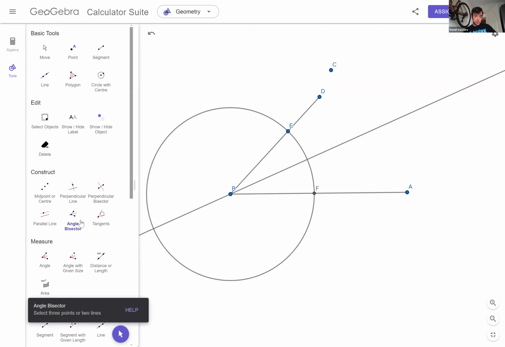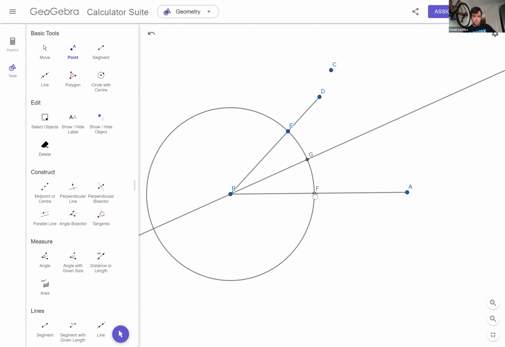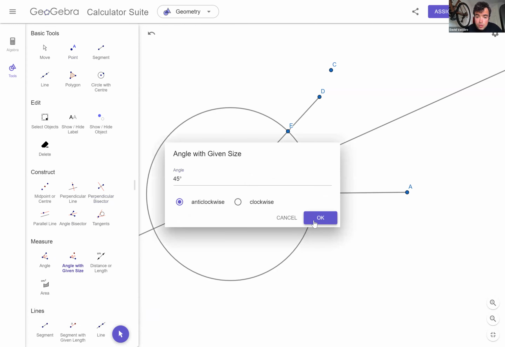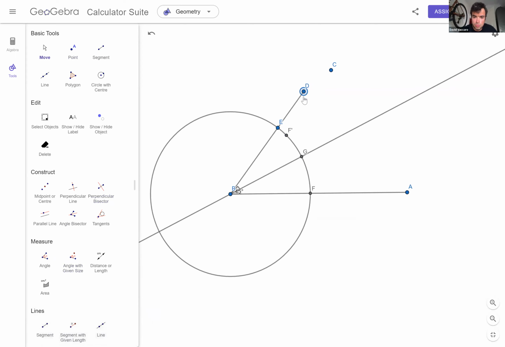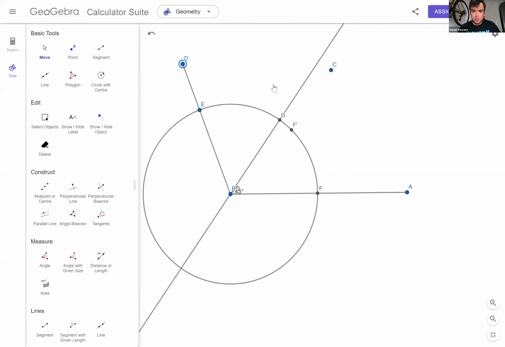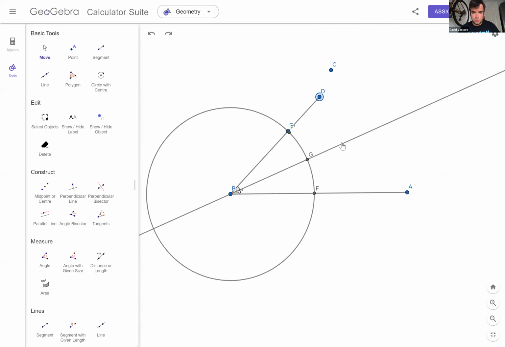Okay, and if you just want to convince yourself of that, let's measure the angles. Okay, those two angles are the same.